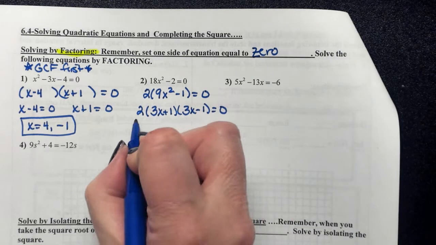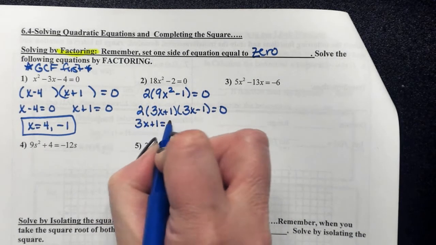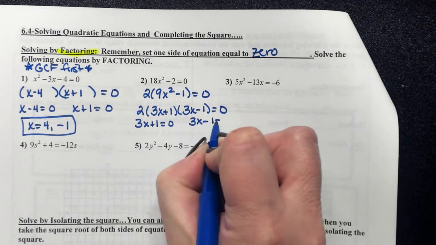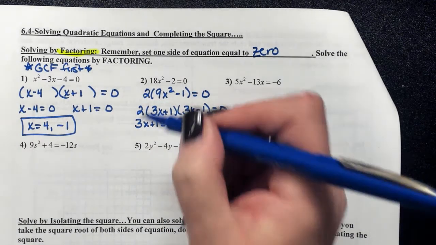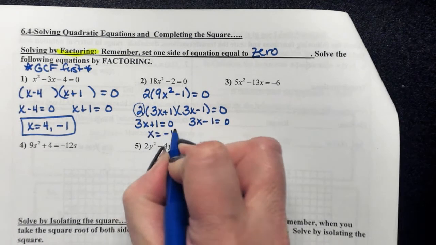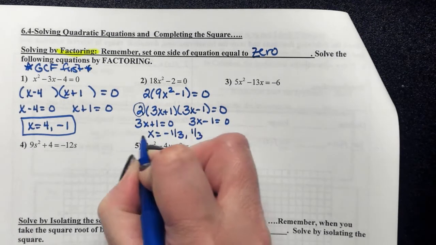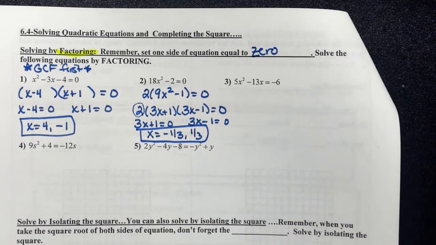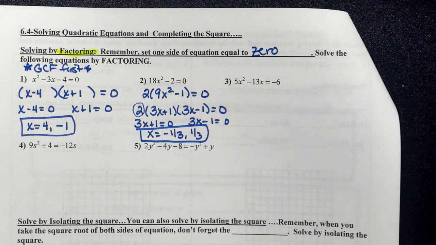So then remember, you can take your 3x plus 1, set it equal to 0. 3x minus 1 equals 0. Remember, the constant, unless you pull out a variable x, the constant's not going to be a part of your solution set. Had I yanked out an x, then I would have had to set the 2x equal to 0. So x is going to be equal to negative 1/3 and positive 1/3. So any questions on using factoring to solve those two equations?